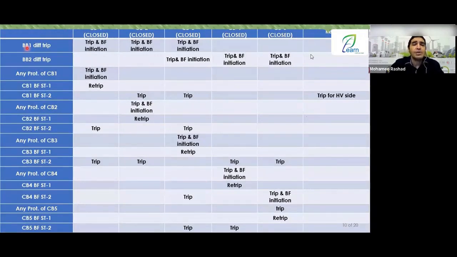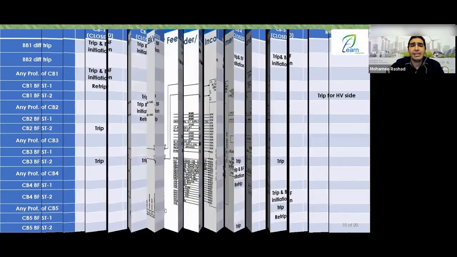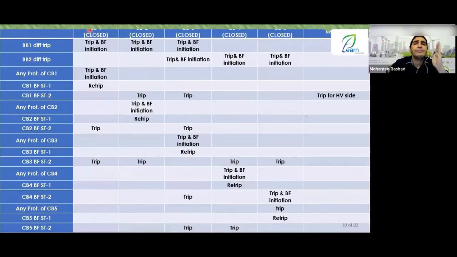Now it tells you that you have a circuit breaker. Let's assume you have a single line diagram with circuit breaker 1, circuit breaker 2, circuit breaker 3, 4, 5, and here you have remarks. What are we going to talk about? All right, and the single line diagram that I'm following, Engineer Rashid, what is it?